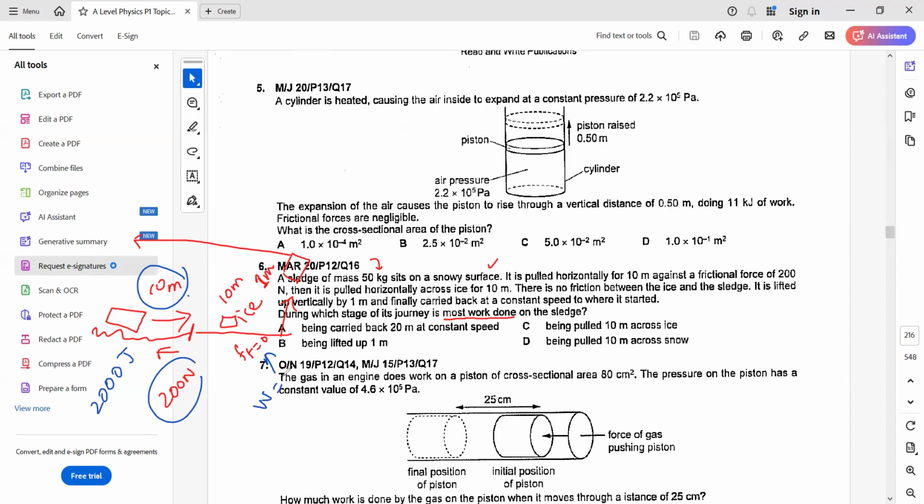Then moving on, it is lifted 1 meter. So it is 50 kilograms and it is lifted 1 meter, so just multiply it with 9.81 times 1. Let's assume this to be 10. So that's going to be 500 joules max, right? And then constant speed means there is no change in speed, so no gain in kinetic energy. So basically the maximum work done is on the snowy surface, right? We have it being pulled 10 meters across. Do you guys get this? 6 is going to be D.